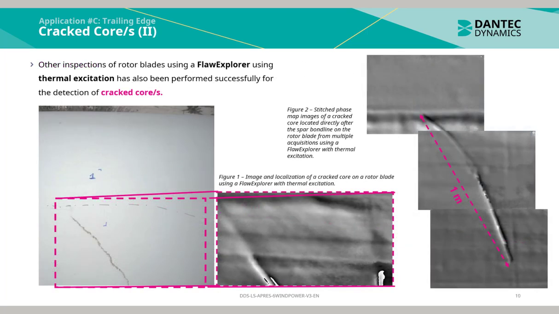Other inspections of rotor blades using a Floor Explorer with thermal excitation have also been performed successfully for the detection of cracked cores. In Figure 1, we see an image and localization of a cracked core on a rotor blade using a Floor Explorer with thermal excitation, and similarly also in Figure 2.